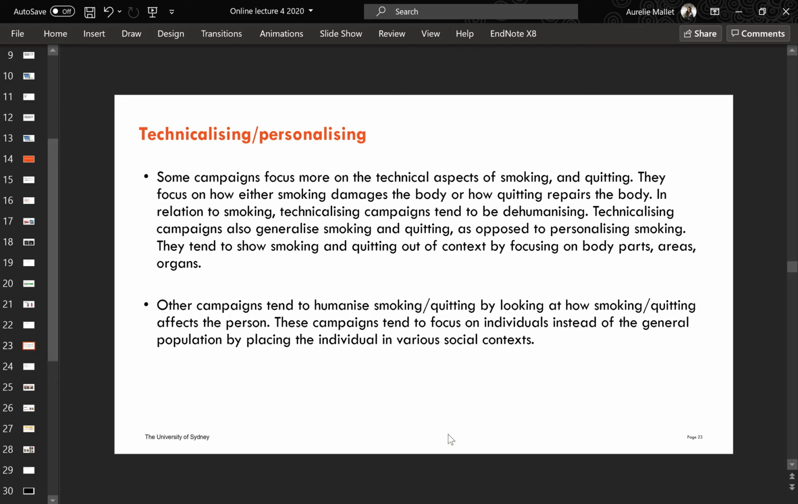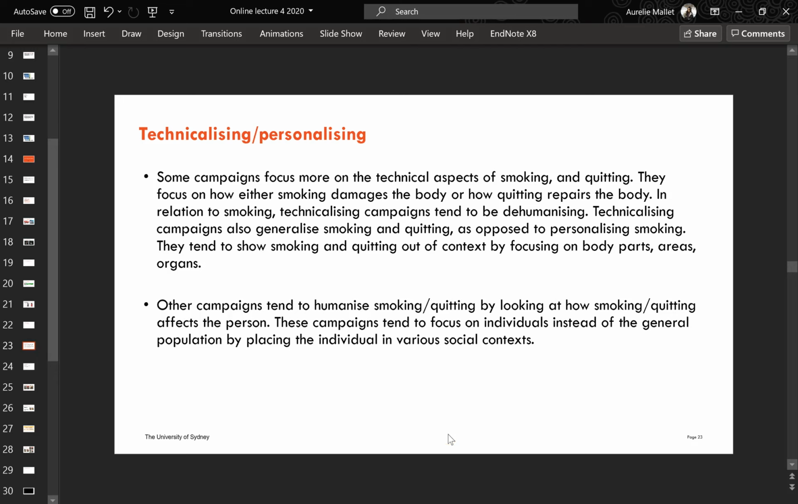They tend to focus on individuals, so one person, as opposed to the general population. And they tend to show these individuals in various social contexts. So really looking at the people aspect of smoking and quitting, as opposed to different body parts. Again, I'll show you two examples of two different campaigns to illustrate technicalising and personalising, and then I'll go through each of them individually to show you how it's realised through language, image, and sound features.